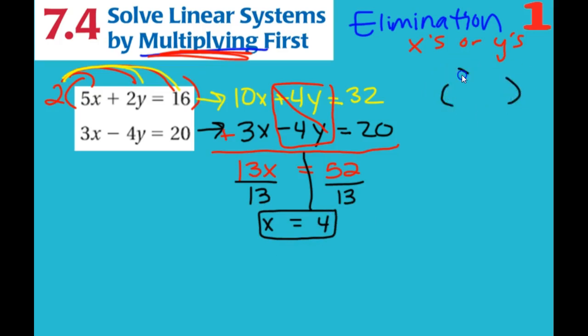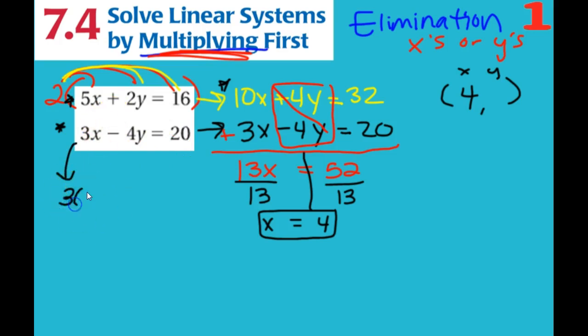Remember, I need an x and a y. So I know x is 4, with half of my answer done. Now we need to plug this back in. You can plug it back into either of the two originals or the one that you multiplied. If you use the one that you multiplied, that's fine. It's just bigger numbers than we had before. I'm going to use the bottom equation. If you want to use the top one, go ahead.